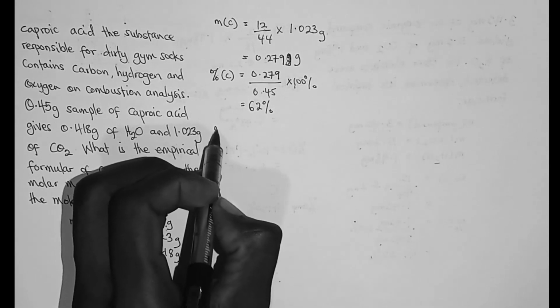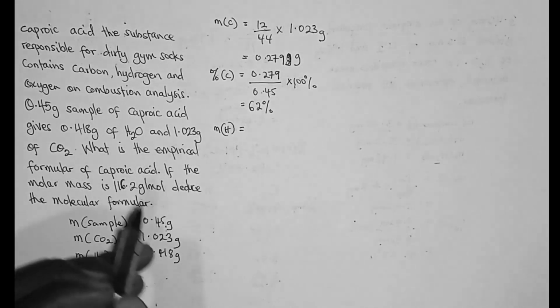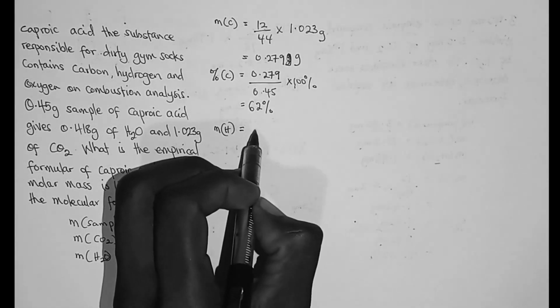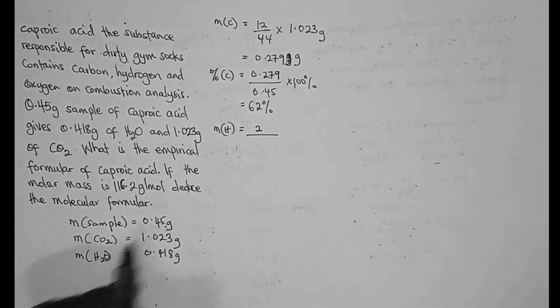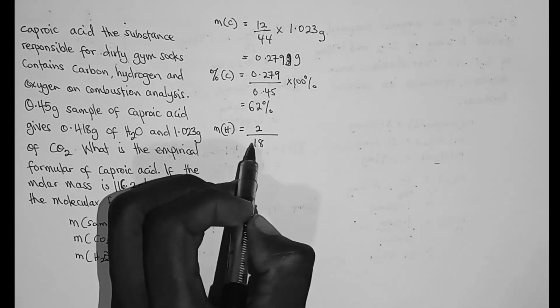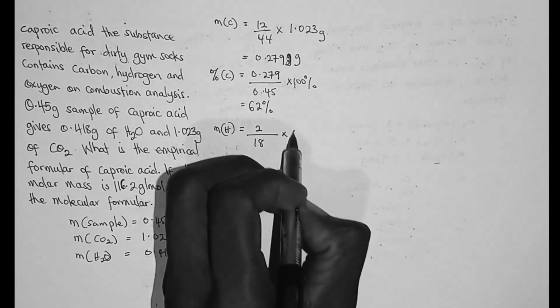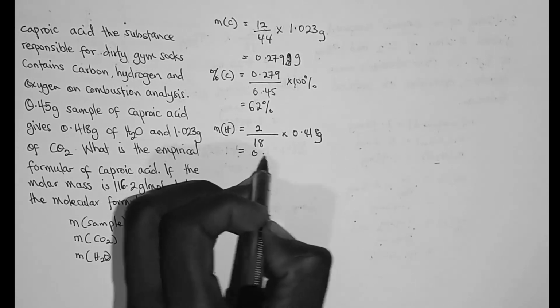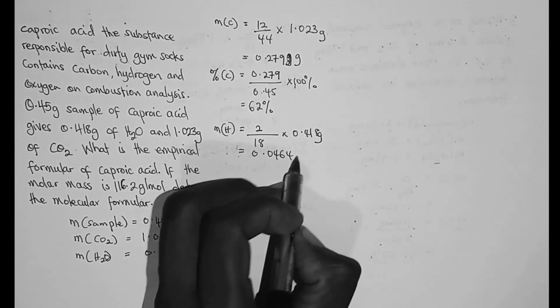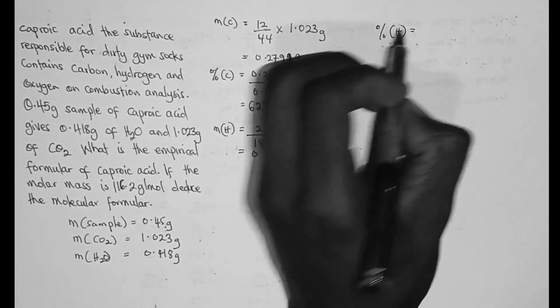And then let's also find the mass of hydrogen present. So that is equal to the atomic mass of hydrogen, which is 1 times 2, and that will give us 2, divided by the molar mass of water, and that is 18, times the mass of water that was obtained, and that is 0.418 grams. And this is equal to 0.0464 grams.